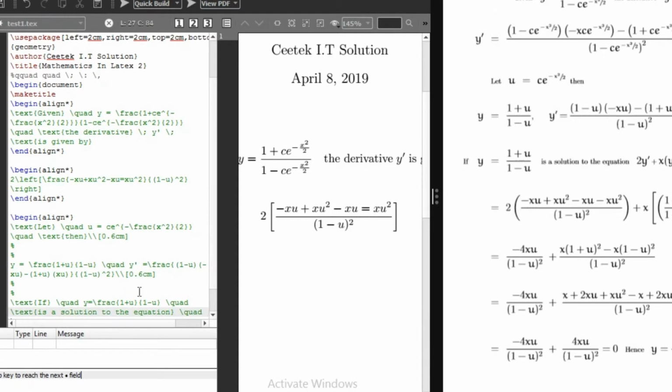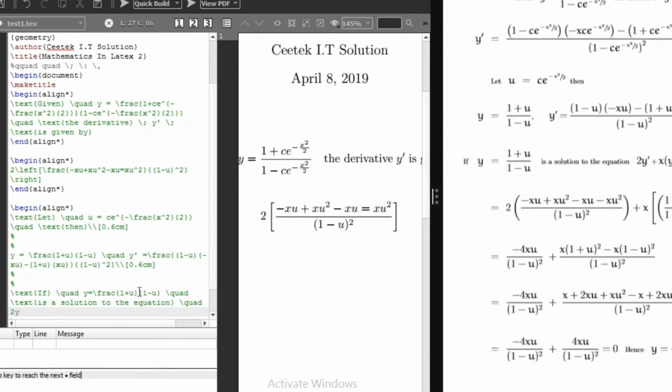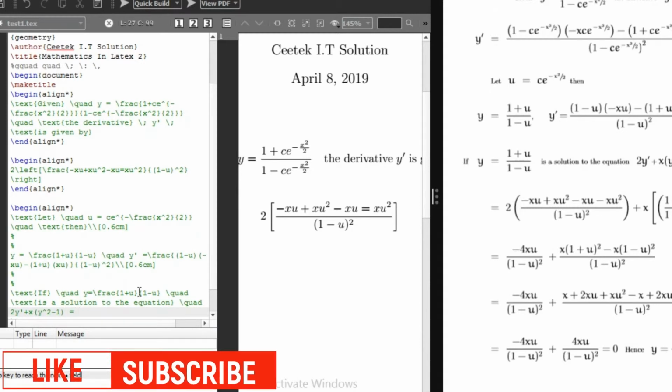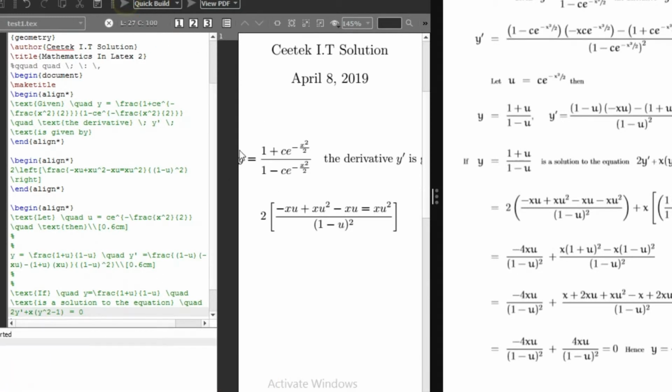So we write the second expression, right? So which is 2 y prime plus x into brackets, then y squared minus 1, then all squared, right? So all squared. Okay, there's no all squared, I was looking elsewhere. Okay, so it's equal to 0. So that's our expression. So let's compile this and then see what you get, right?